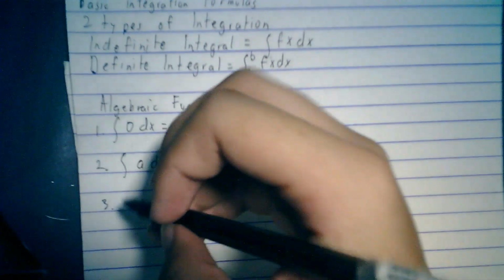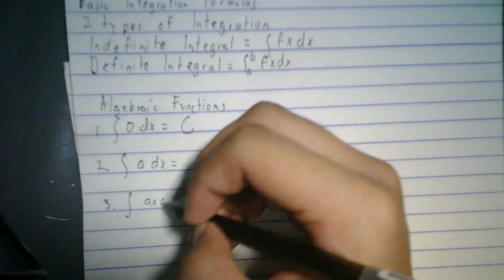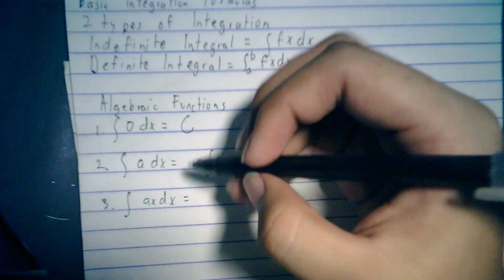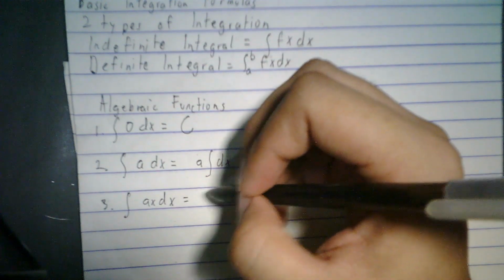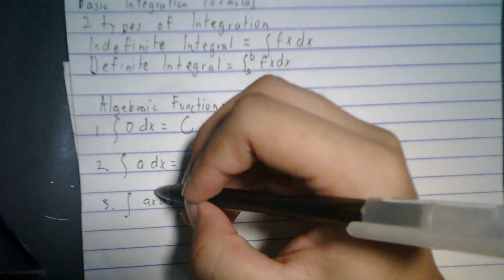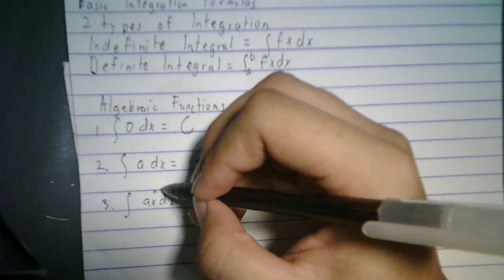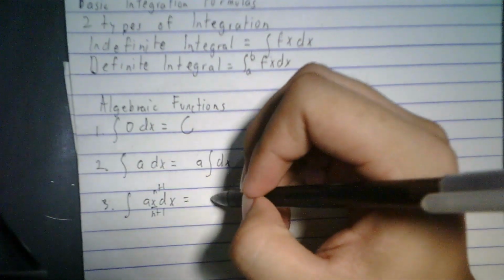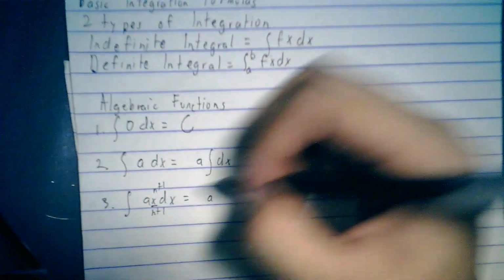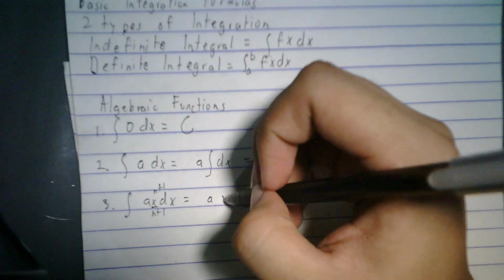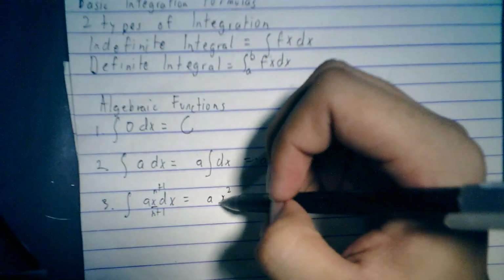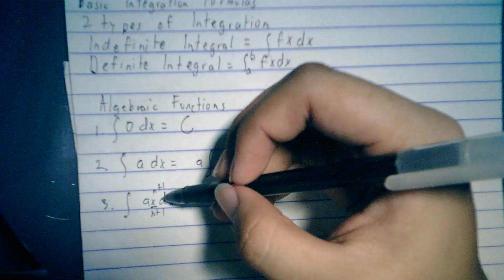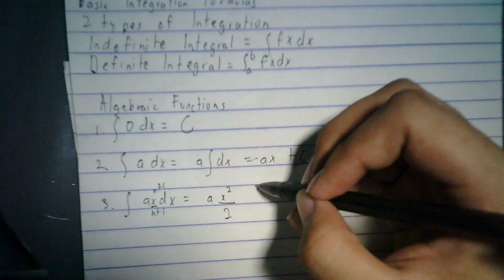Number 3 formula, we have the integral of ax dx. The integral of this is x to the n plus 1 over n plus 1, where n is the exponent. So since the exponent is 1, we add 1, that becomes 2, ax squared, and we bring down the 2, we also copy 2 in n plus 1. So the exponent of x here is 1, 1 plus 1 equals 2, plus c.